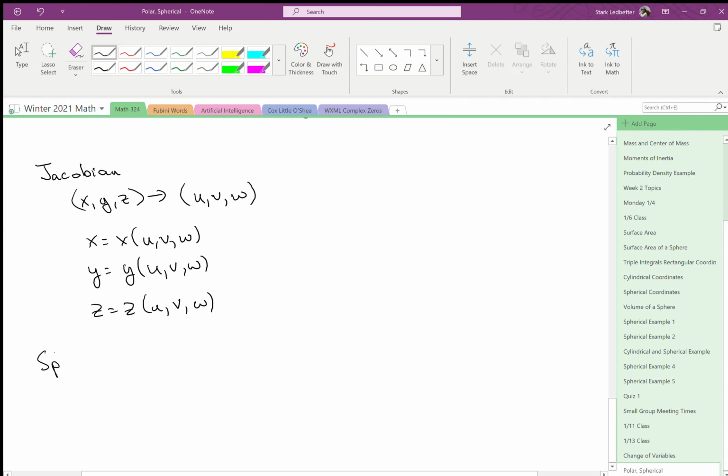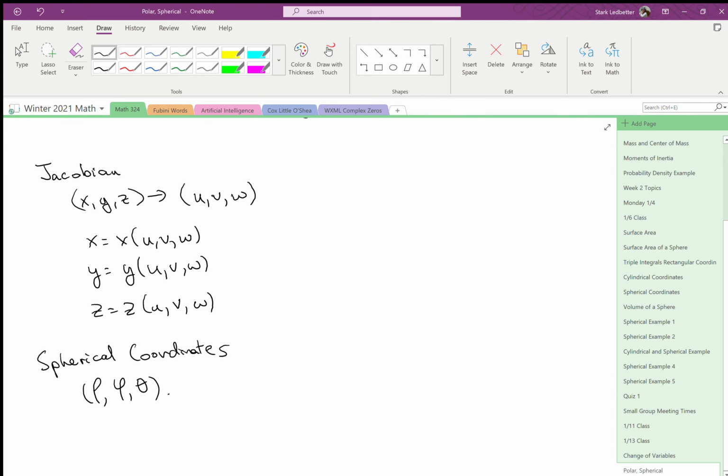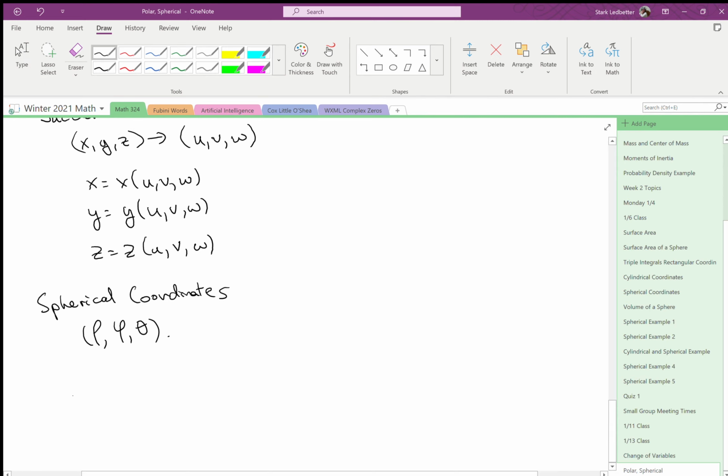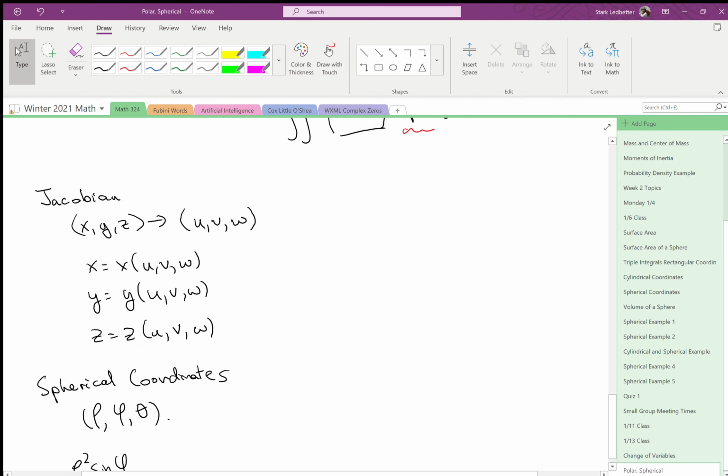But the thing that is truly three-dimensional is spherical coordinates. And then instead of u, v, and w, we have rho, phi, and theta. And we could write x, y, and z as functions of rho, phi, and theta. And then we could calculate the Jacobian, which I haven't told you what that is yet. But we're actually going to do that, and we're going to figure out that rho squared sine phi factor. We'll do that in this video.